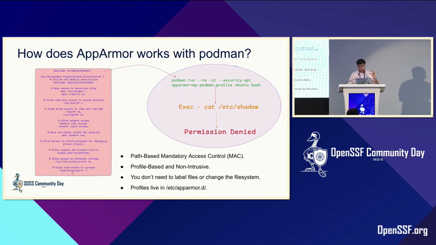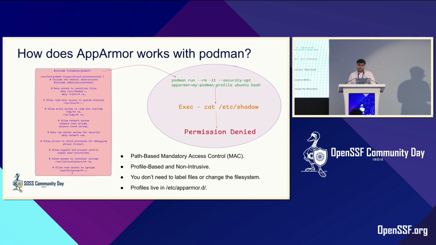AppArmor does profile-based enforcement, and what that means is that you do not have any concept of labels. Your labels do not interact with the inodes of files or processes. You have a profile stored at /etc/apparmor.d, the directory where all of the AppArmor profiles are stored, and this is where you define the behavior of applications. For example, the profile is denying /etc/shadow, and if you run a Podman container with that profile and try to access /etc/shadow, you get a permission denied error.